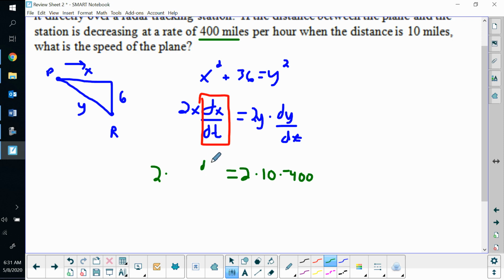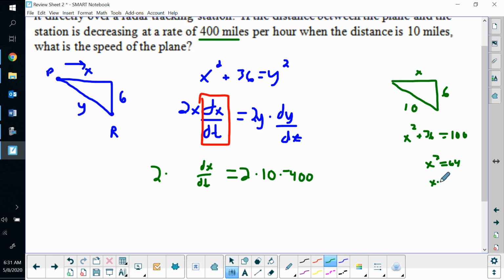We don't know our dx over dt. And then for x, what we can do is we can set up a little Pythagorean theorem at the instant that we're working with. This is x squared plus 36 equals 100. Or in other words, x squared is 64, or x is just 8.